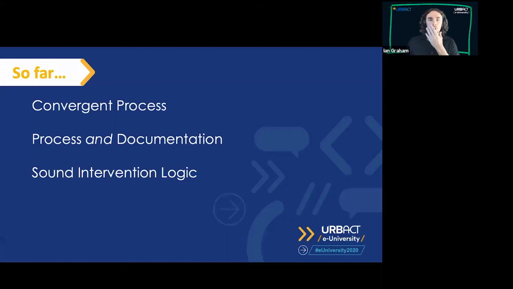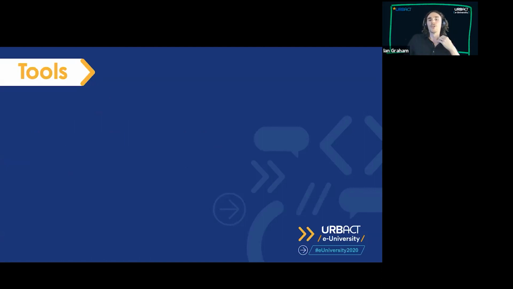So what have we done so far? We've talked about it being a convergent process. So making things concrete, narrowing things down. We've talked about the fact it's about the process, the journey, and about the final output, the action plan, the documentation at the end. And it's about doing all of that within the framework of a sound intervention logic, those logical links in the chain. So what do we use to do that? What are some of the tools around helping that then?